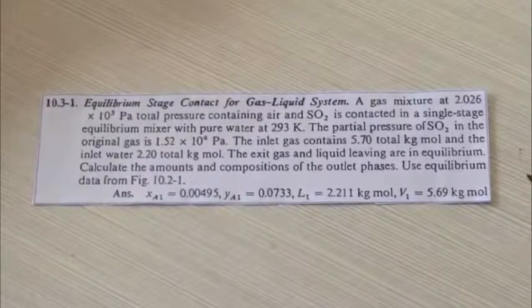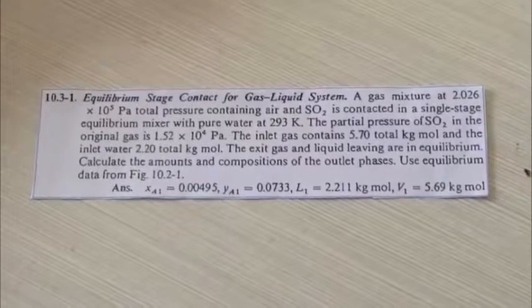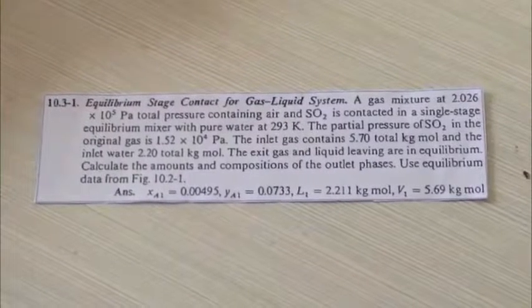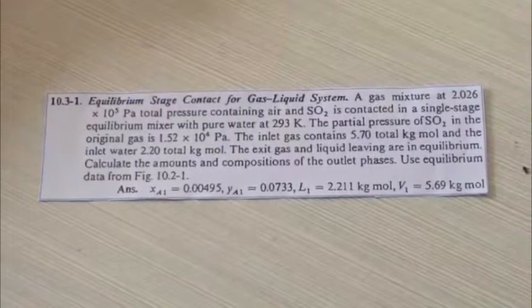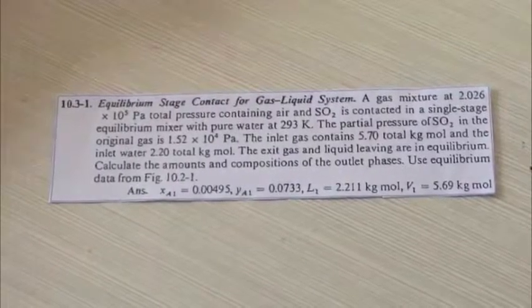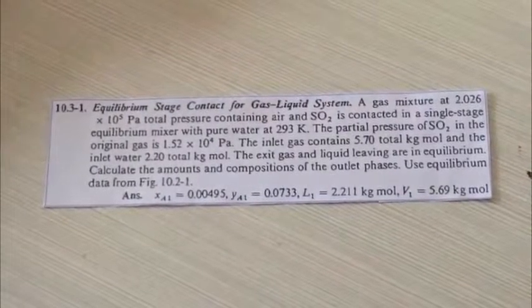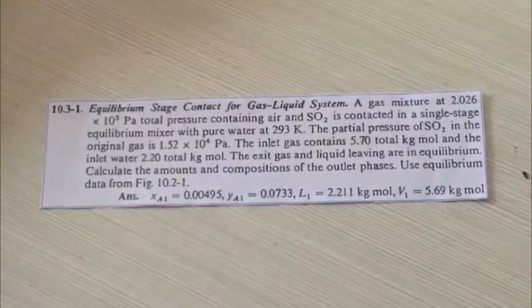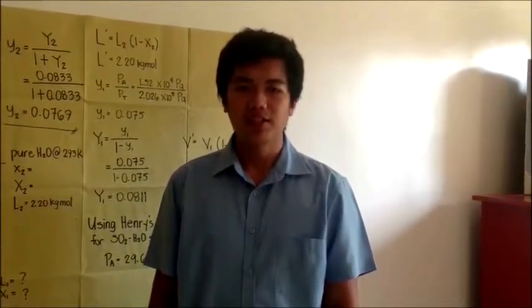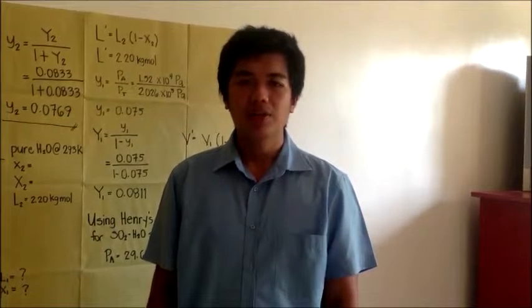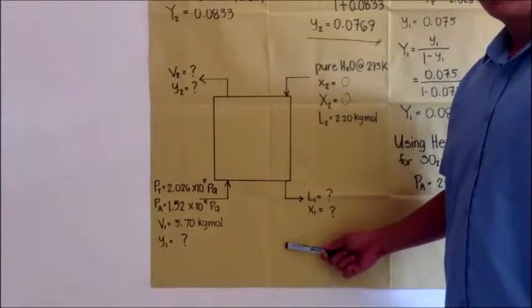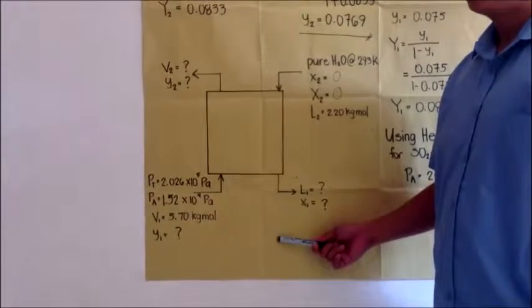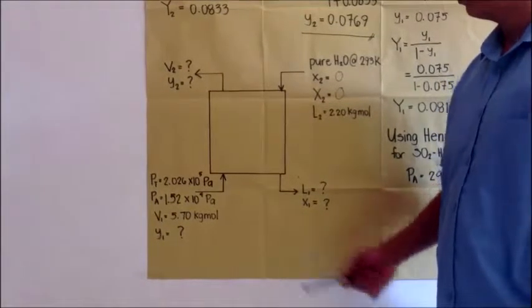The inlet gas contains 5.70 total kilogram mole and the inlet water 2.20 total kilogram mole. The exit gas and the liquid leaving are in equilibrium. Calculate the amounts and compositions of the outlet phases. Use equilibrium data from figure 10.2-1. This problem will also use material balance, but in this case, we will solve using the liquid and the gas streams. This diagram can represent our problem, the given and unknowns.